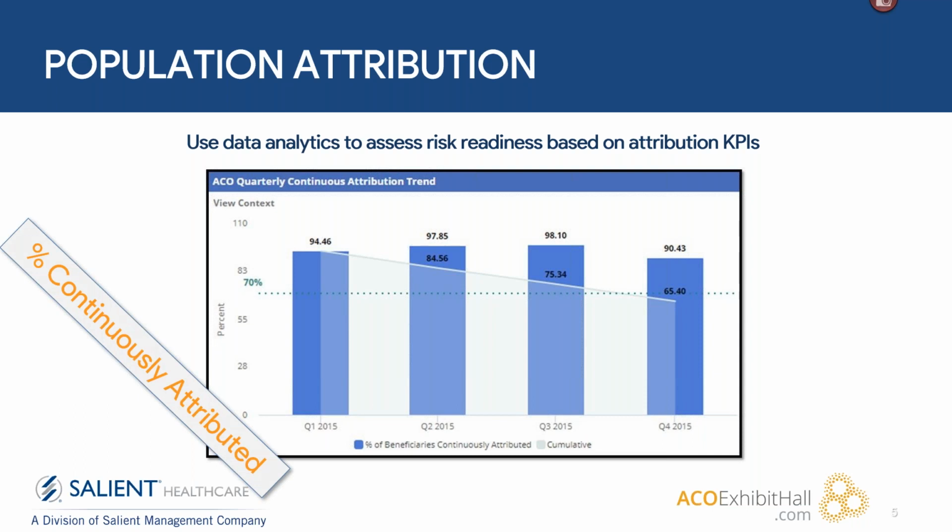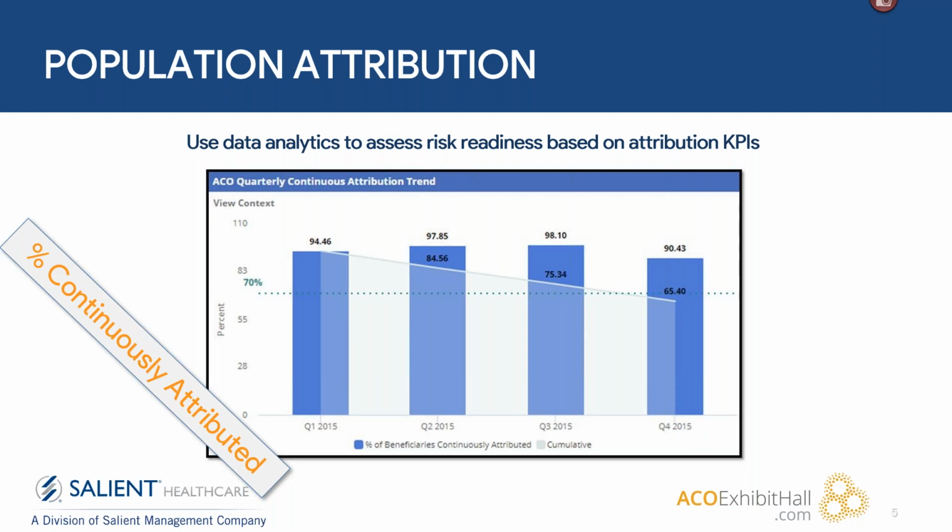Now, here we have shown the Salient dashboard widget that displays your percentage of continuous attribution. And in fact, it's one of the most important measures you can look at. It's part of Salient's attribution overview dashboard. Now, this is what's going to ensure that your doctors are seeing their patients quarter over quarter, year over year, and establishing continuity of care and retaining them. Now, this makes good clinical sense as well as good administrative sense.